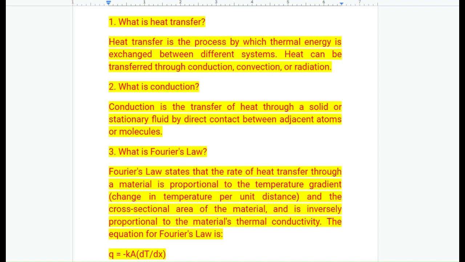2. What is conduction? Conduction is the transfer of heat through a solid or stationary fluid by direct contact between adjacent atoms or molecules.